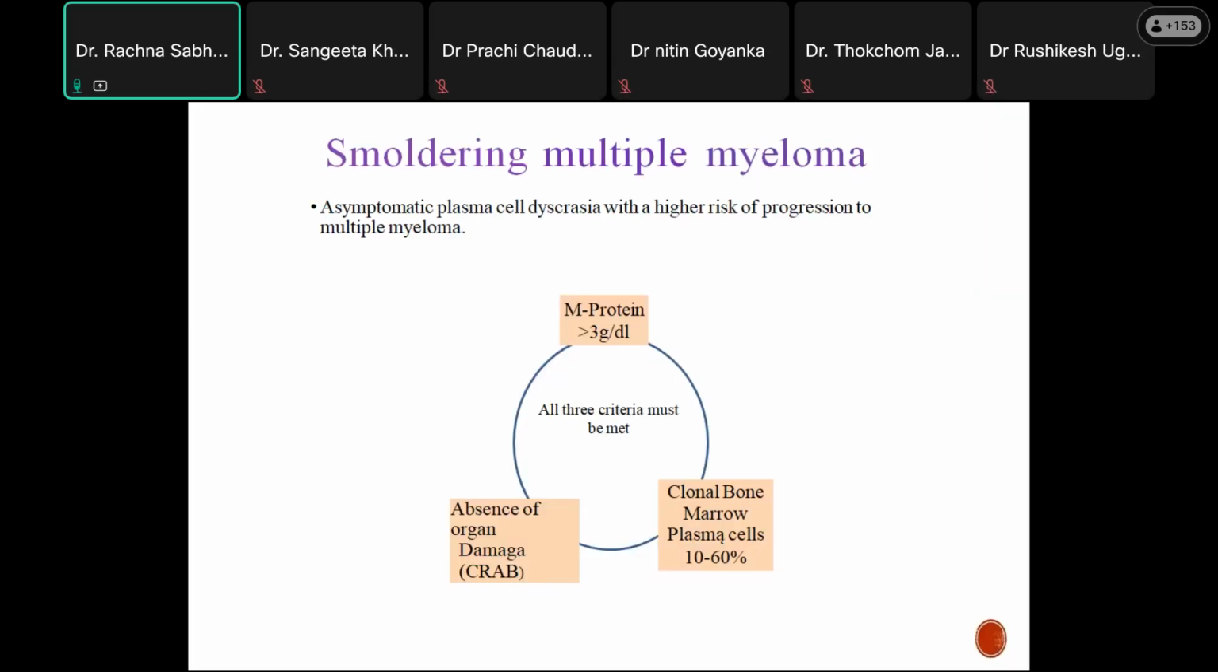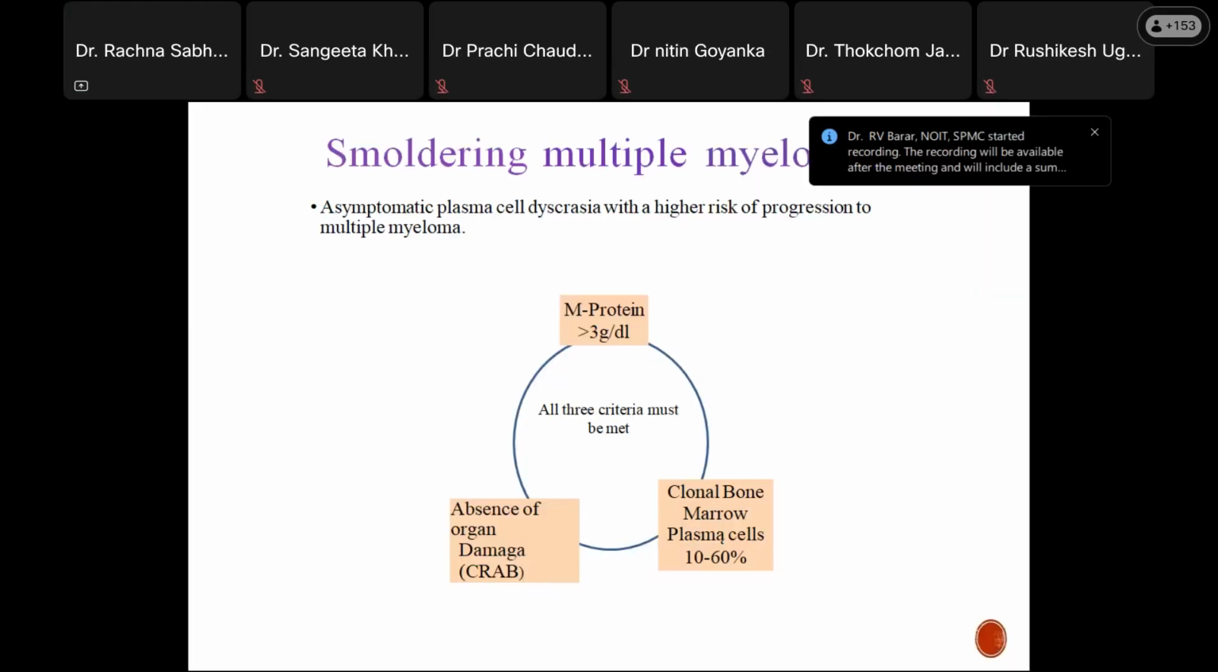Another disease or another terminology that is known as smoldering multiple myeloma. So this is an asymptomatic plasma cell dyscrasia with a higher risk of progression to multiple myeloma. So what are the three criteria which we see in this? M protein more than 3 gram per deciliter, whereas in MGUS it was less than 3.